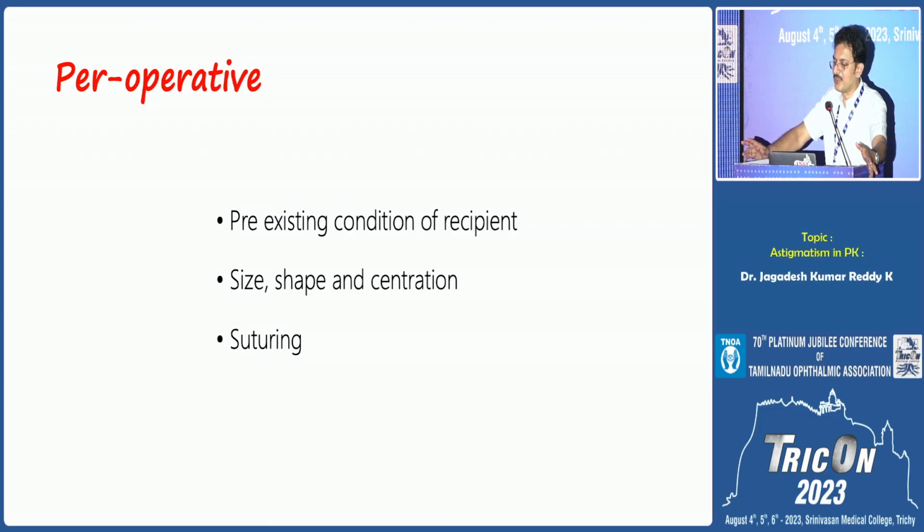Then size, shape and centration are the other things which decide astigmatism. The larger the graft, the less the astigmatism; the smaller the graft, the higher the astigmatism. But we cannot do a very small graft, or a very large graft, because there are issues. Suturing technique also plays a role, but among all, its role is very limited. There is a role, but the other things are more important.